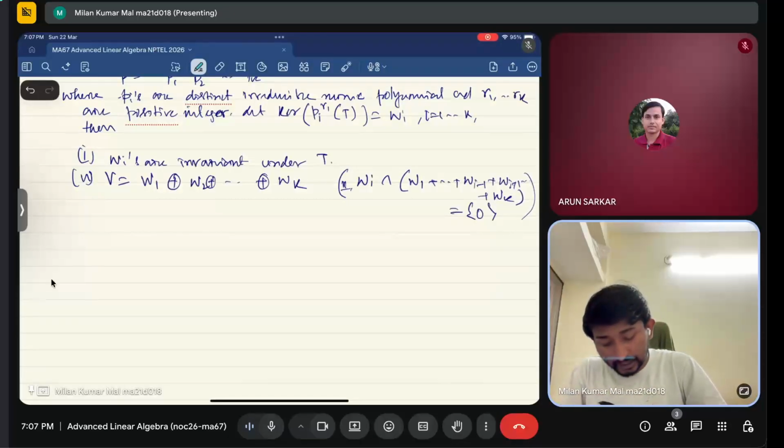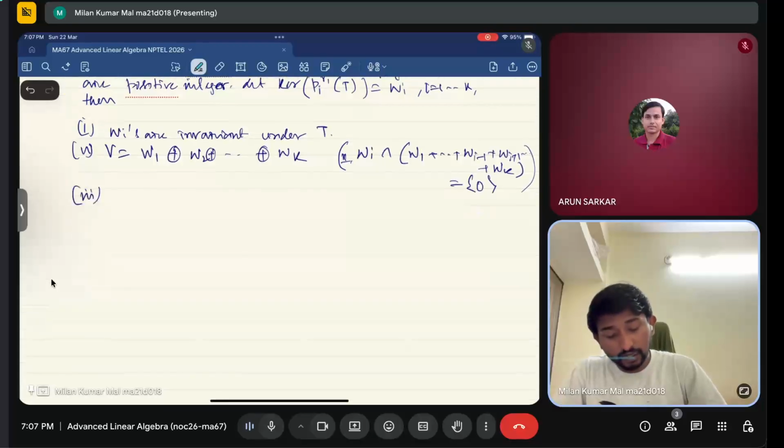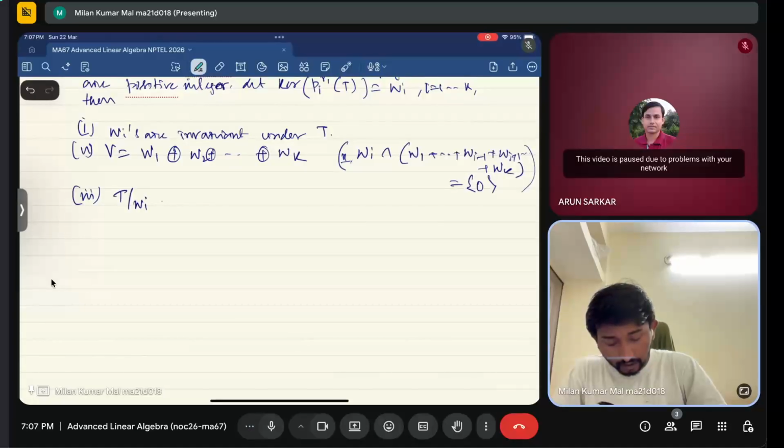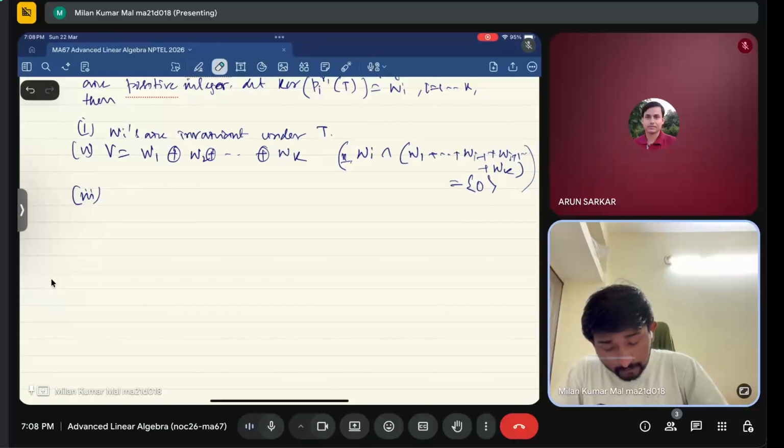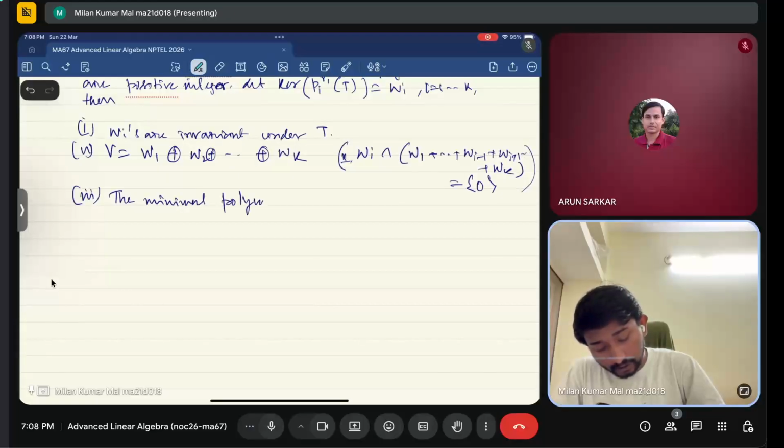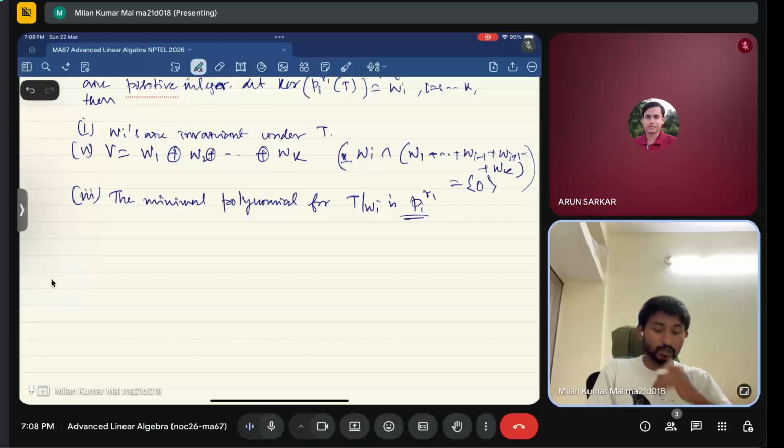And third, here we have said that Wi's are invariant under T. So if we restrict T to Wi, then the minimal polynomial for T restricted to Wi is Pi to the power Ri. This is what the primary decomposition theorem says.